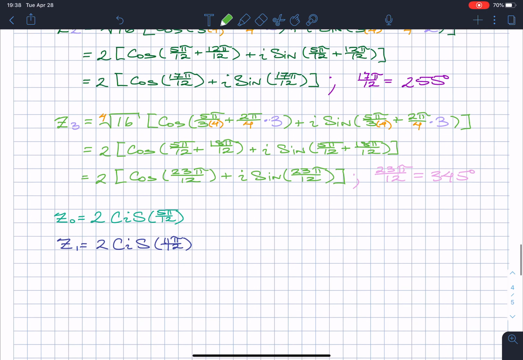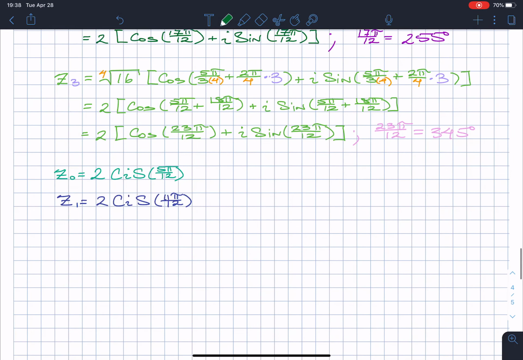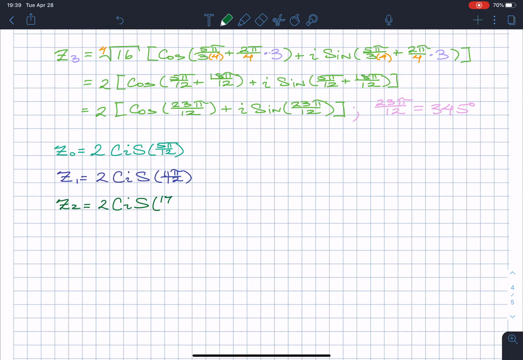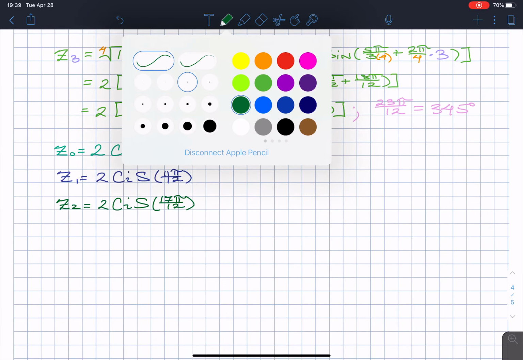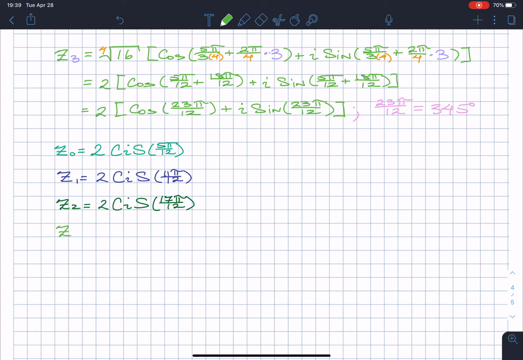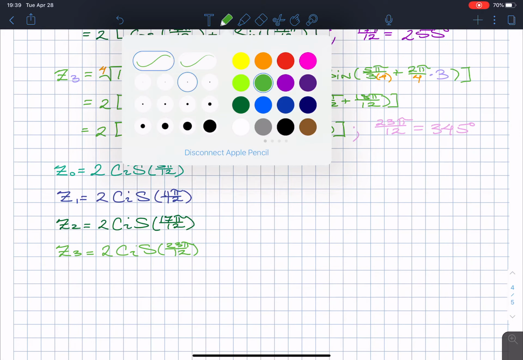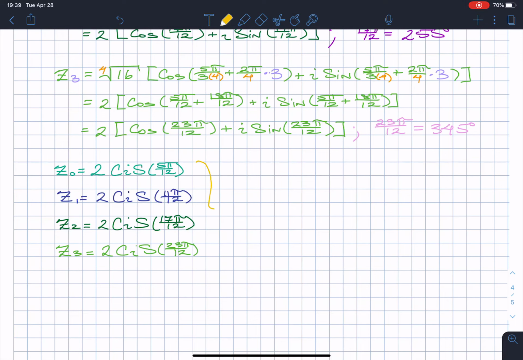What is z sub 2? z sub 2 was this ugly one. So z sub 2 is going to be 2 cosine plus I sine of, what angle was it? 255, 17 pi over 12. And finally, the last fourth root. These are the fourth roots. z sub 3 is 2 cosine plus I sine of 23 pi over 12. Okay, so let's bring these all together and see what we get when we plot them.